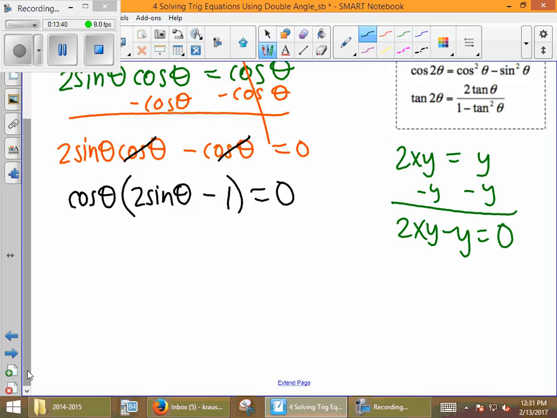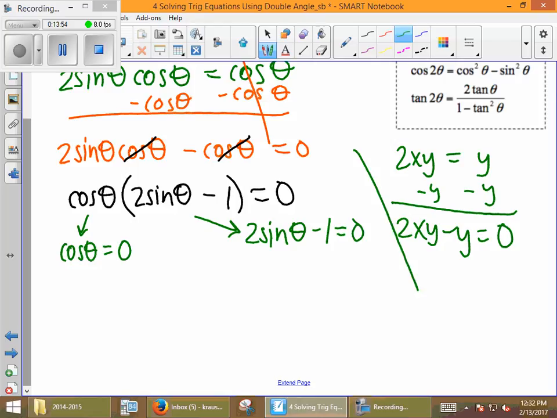Okay, so now, set it equal to 0. So cosine of theta is equal to 0. 2 sine theta minus 1 is equal to 0. You solve from there.